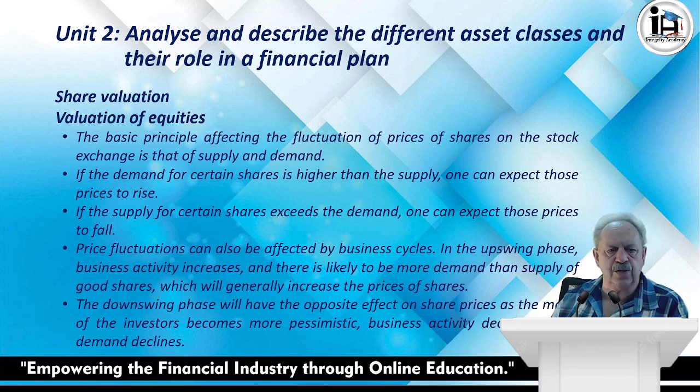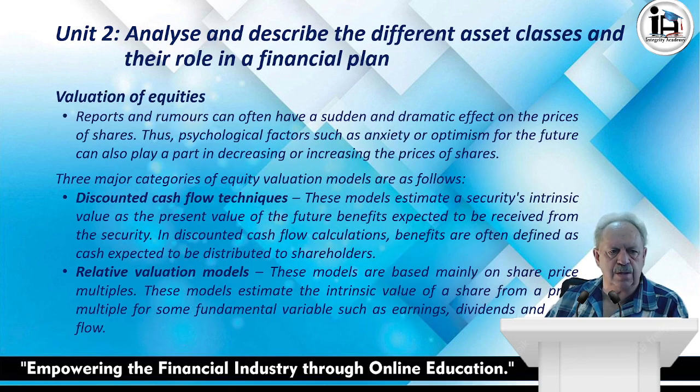Price fluctuations can also be affected by business cycles. In the upswing phase, business activity increases and there is likely to be more demand than supply of good shares, which will generally increase the price of the shares. The downswing phase will have the opposite effect on share prices. As the mood of the investors becomes more pessimistic, business activity decreases and the demand then declines.